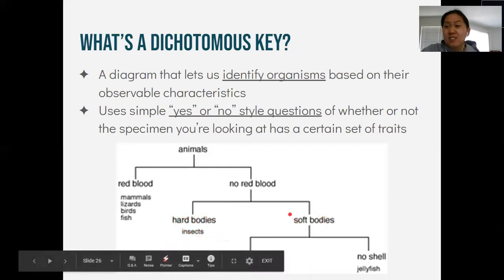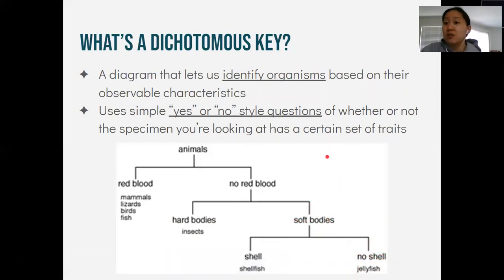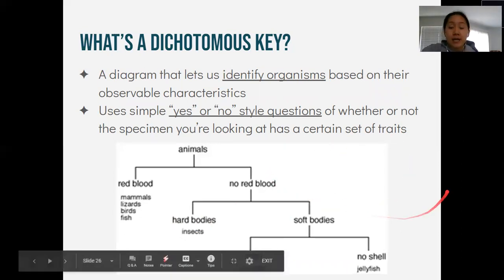And if you have a soft body, there's still a lot to choose from. So we're going to split that even more. So we're going to ask yes, shell, or no shell. If you have a soft body and no shell, you would be a jellyfish. And if you have a soft body and you have a shell, then you'd be shellfish, right? For example, like a clam. So these are ways of saying yes or no to each characteristic and kind of figuring out more and more specifically what we're going to end up with.